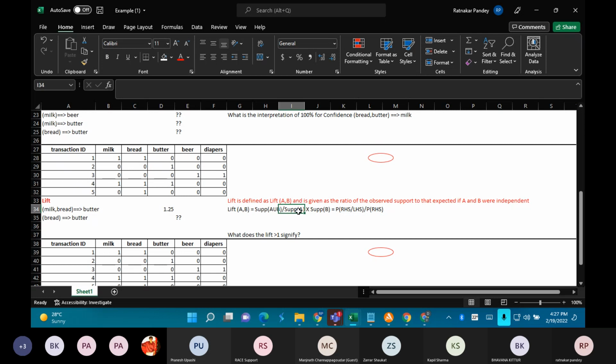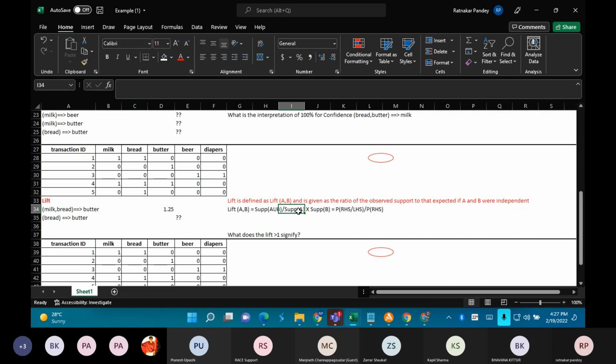So lift is a measure of how they are related to each other. If they are completely independent, let's say, what is the probability you will buy a diaper relative to the probability you will buy a broom?